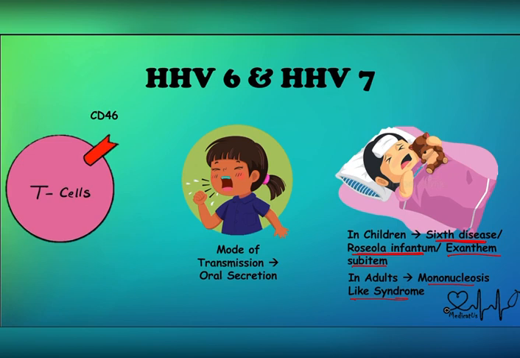Where else did we study this mononucleosis-like syndrome? It was in our previous video, the cytomegalovirus. Okay. Now you have noticed one thing, that this virus has everything 6. Human herpes virus 6. The receptor is CD46, and the variants were 6A and 6B. So 6. Mode of transmission was oral secretion. And in children, it causes this sixth disease. So everything 6.